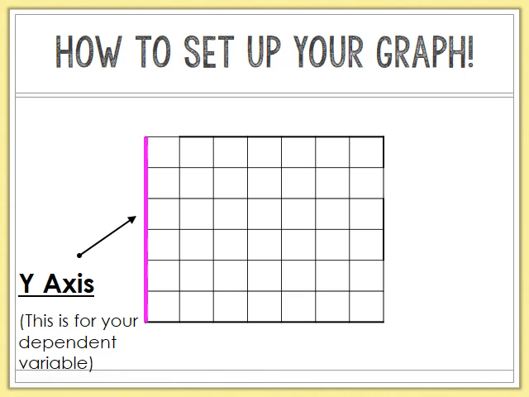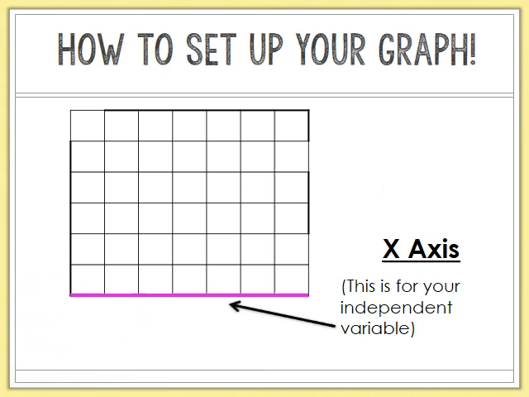On your graph, you're going to have a y-axis, and this is your dependent variable. Okay, the y-axis is dependent. So on your paper, I want you to use a pen or a highlighter, something that shows that this right here is your y-axis. And the bottom part is your x-axis. That is for your independent variable. And I have a way for you to remember this that's very, very simple.